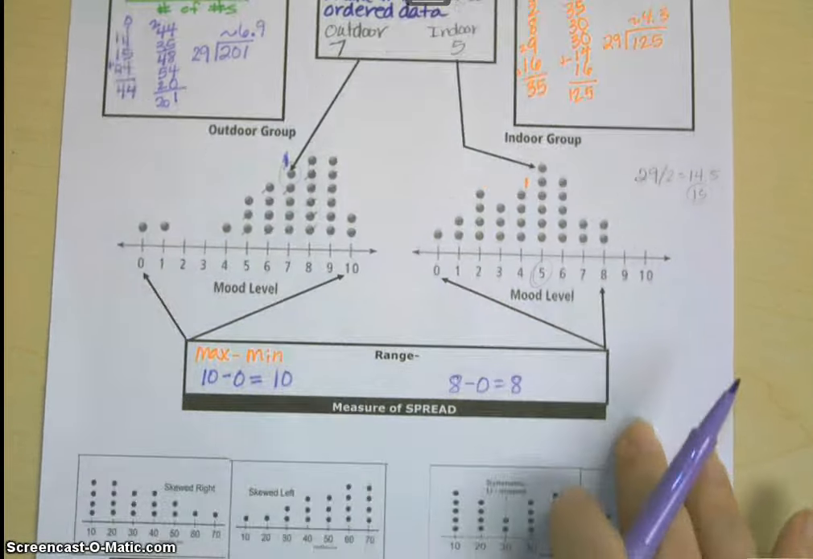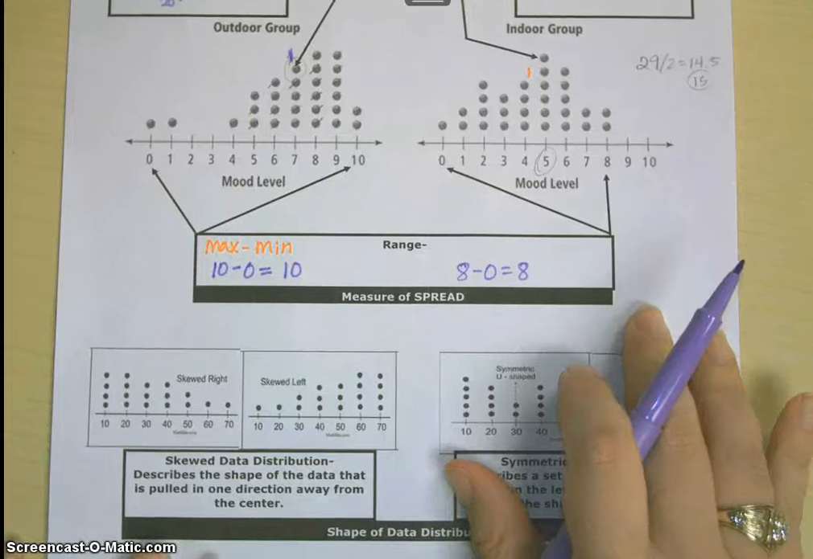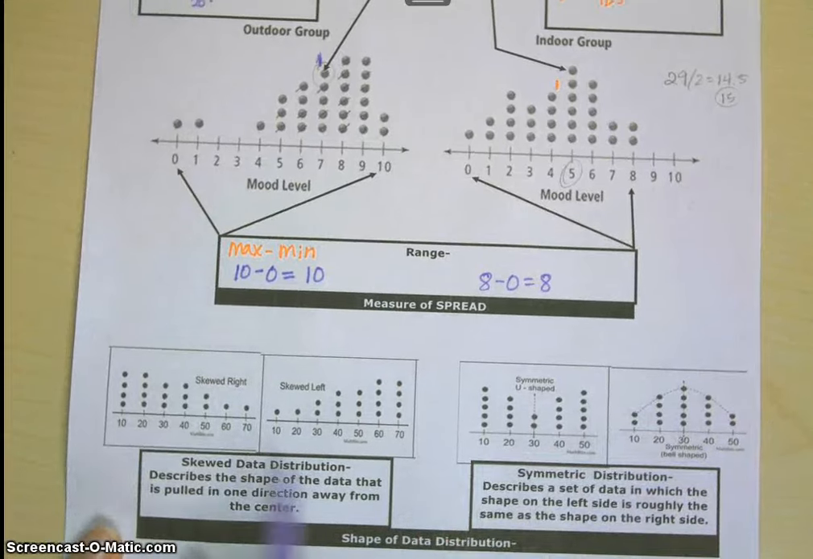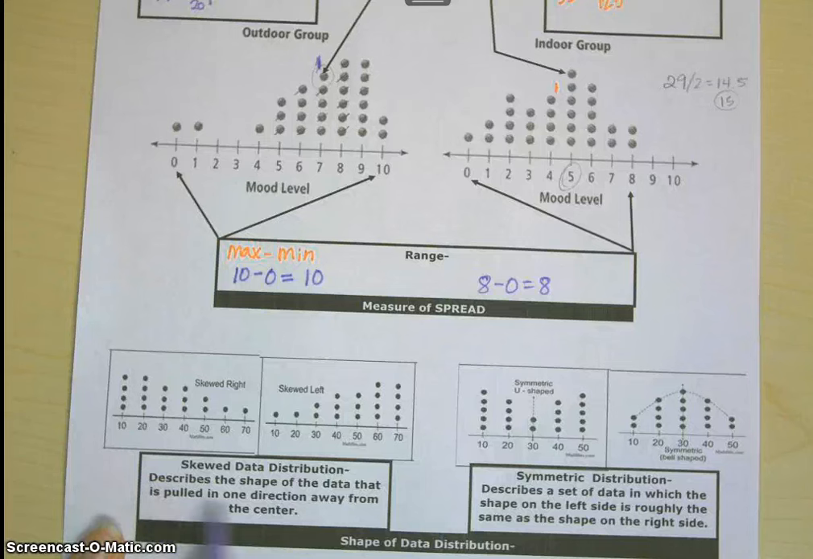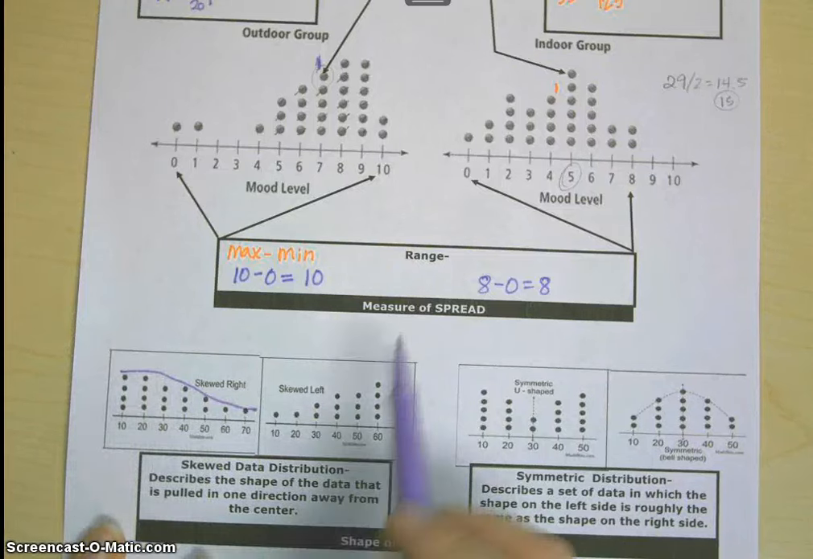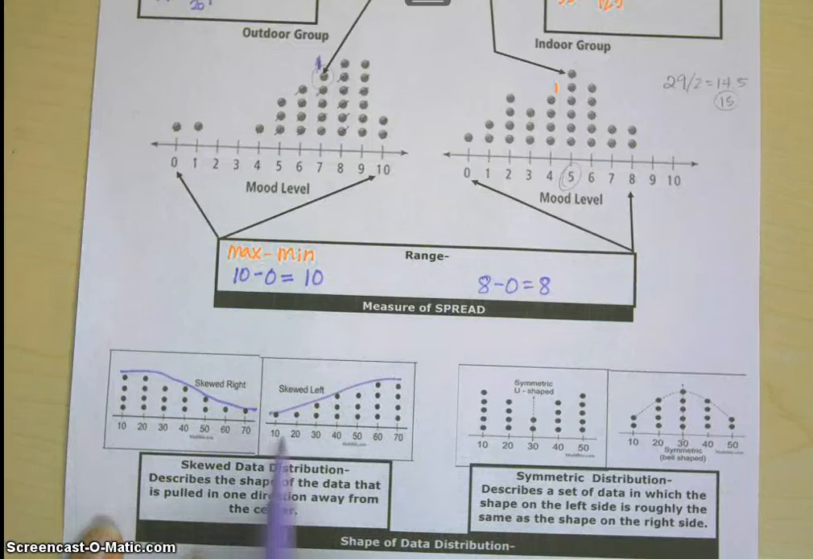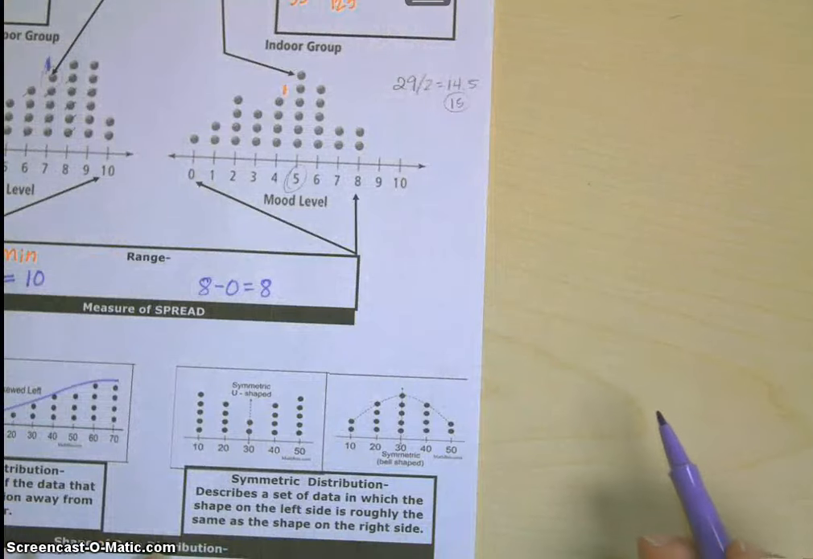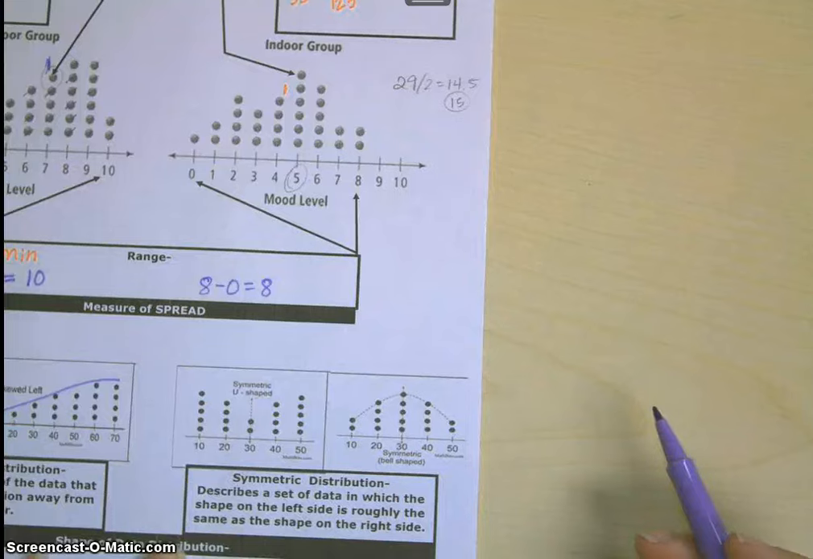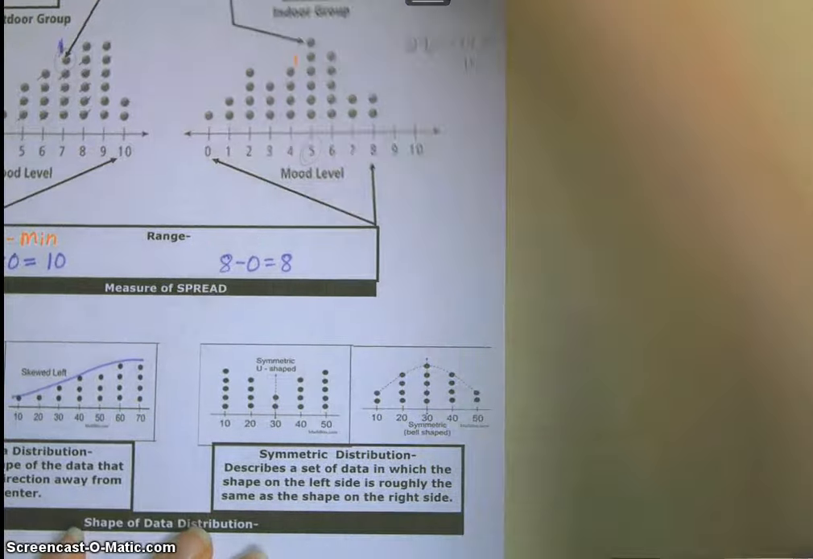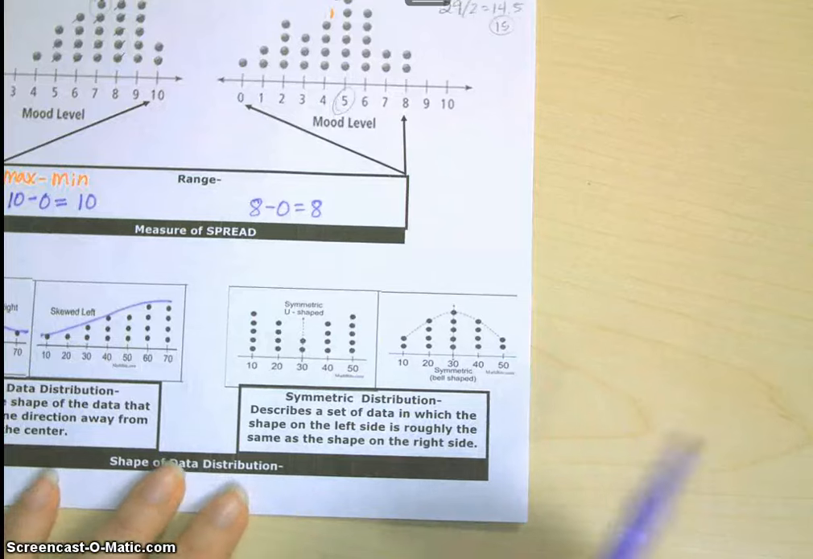All right, so now we're going to move down to the skewed part. We've talked a little bit about this. Skewed right means the shape of the data distribution is pulled in one direction away from the center. If you look at the skewed right, it kind of goes down into the right. Skewed left, down into the left. You're kind of looking for that long whisker type of thing. Now the symmetric distribution describes data in which the shape on the left side is roughly the same as the shape on the right. So it's kind of like a butterfly. It's roughly the same on both sides.